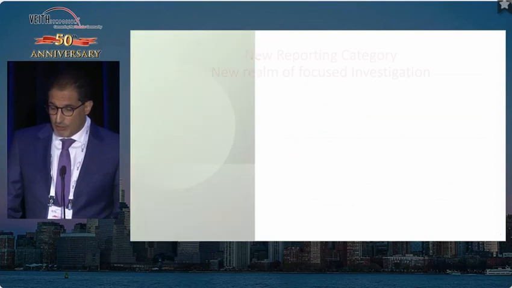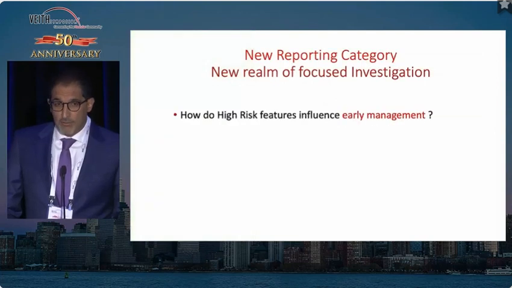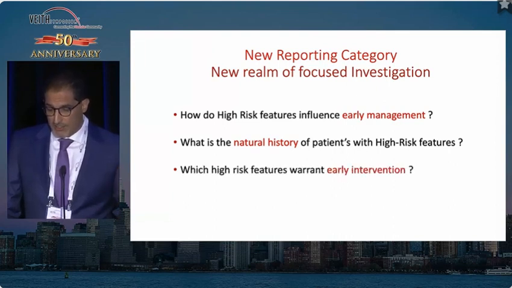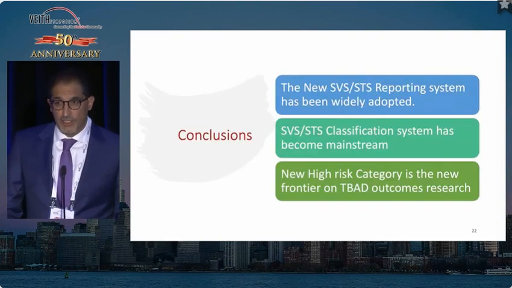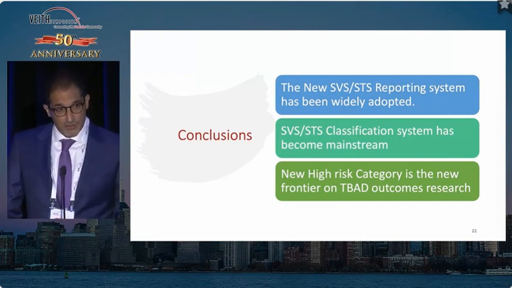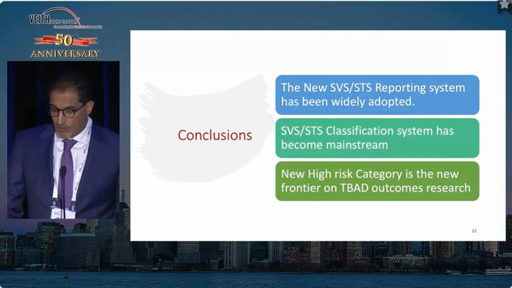But in conclusion, we offer you a new realm of focused investigation in terms of high-risk features and its early management and natural history of these patients, along with who warrants early intervention. So in conclusion, the reporting system has been widely adopted, the classification system has become mainstream, and the high-risk category is a new frontier of type B aortic dissection research.